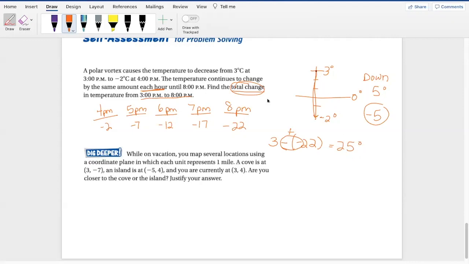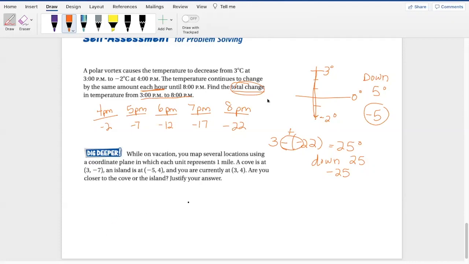Now it started at 3 and it went down to -22. So that temperature dropped. So it went down 25 degrees, which I can represent with a -25. So the change was -25 degrees.